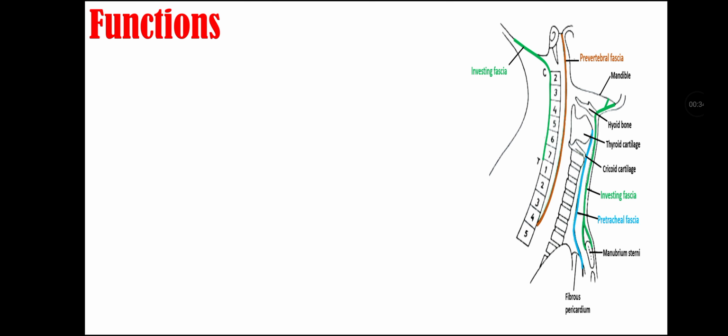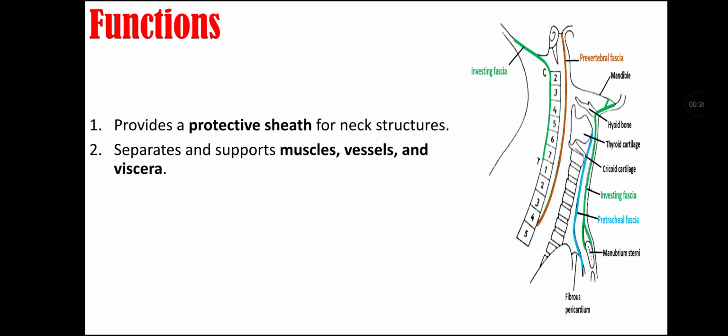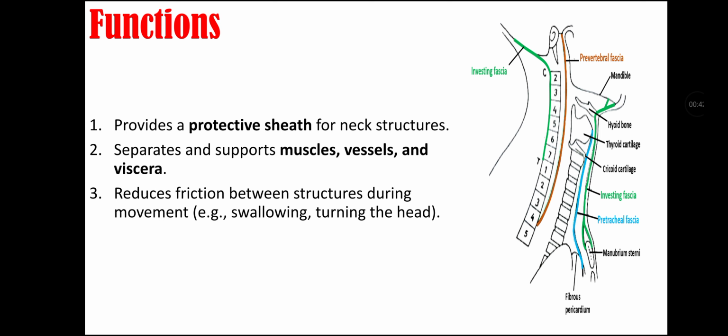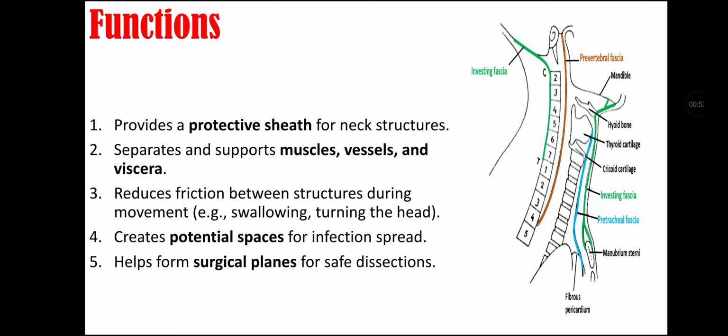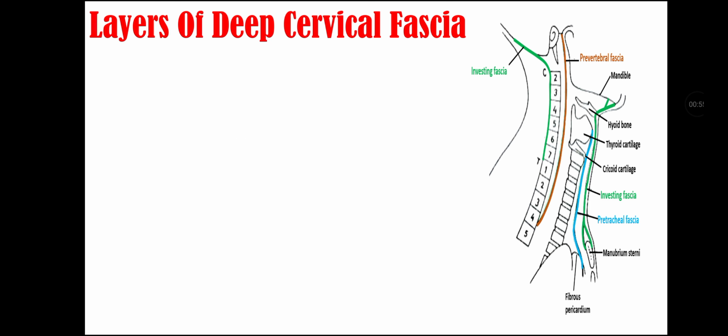Functions of deep cervical fascia: it provides a protective sheath for neck structures. It separates and supports muscles, vessels, and viscera. It reduces friction between structures during movement, like swallowing and turning the head. And it creates potential spaces for infection spread. It also helps form surgical planes for safe dissection.